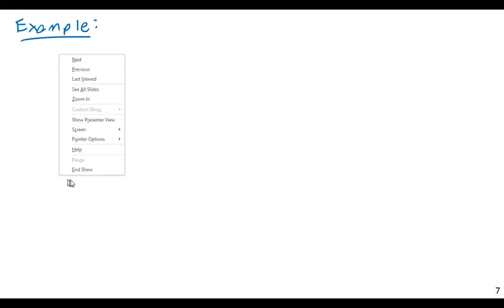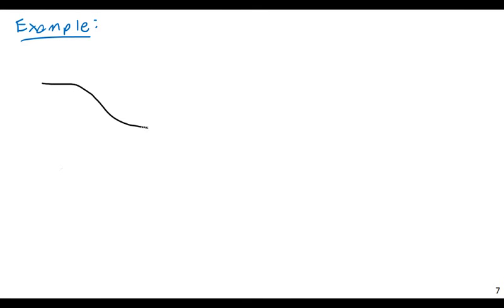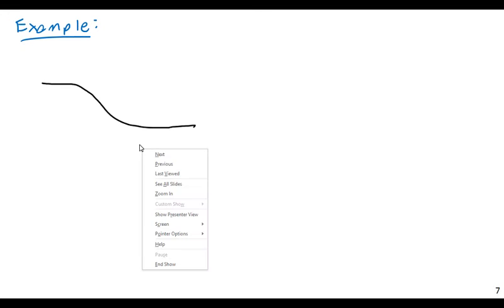So, for example, let us say we have a particle that is launched, or a ball that is launched. We have the ground that cuts and slopes downward here. And this thing is launched.